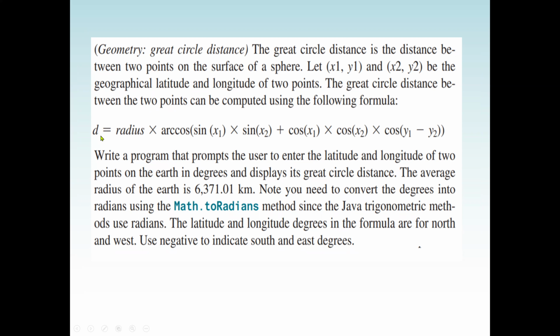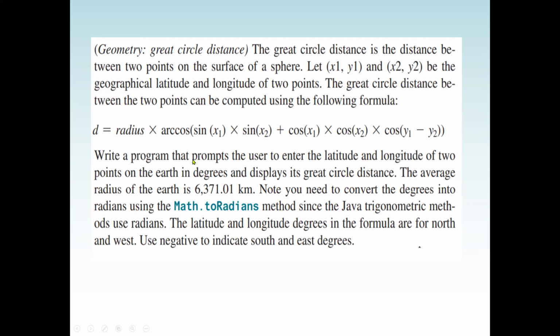D, which is the distance, equals radius times arc cosine of sine x1 times sine x2 plus cosine x1 times cosine x2 times cosine of y1 minus y2. Again, the formula is given to us. In this program, what we need is to ask the user to enter the 2 points. When the user enters the 2 points, we can find the distance between those 2 points.